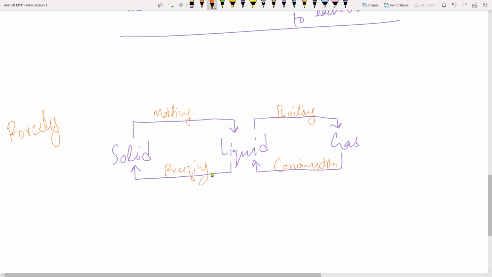Now what I want you to identify are these. From solid directly into gas, what do you call this?